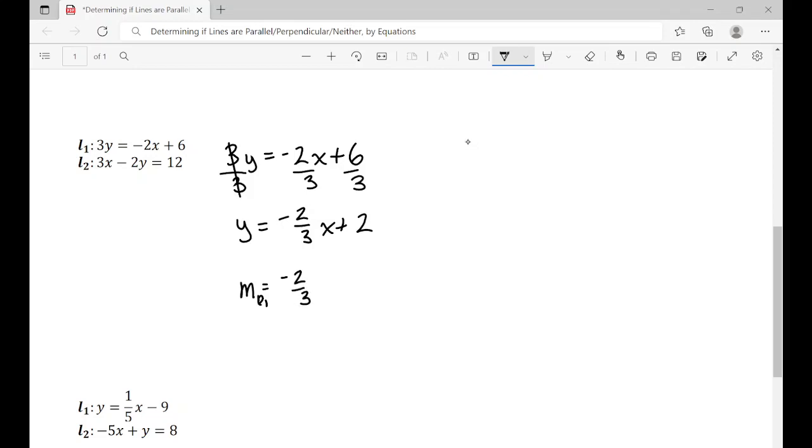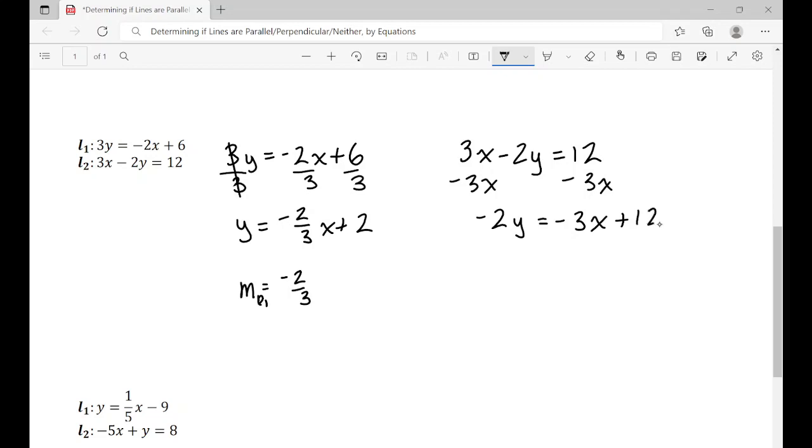And now I'm going to do it again for this one. 3x minus 2y equals 12. Subtract the 3x over to get the y by itself. So -2y equals -3x plus 12. And then divide everything by -2. That cancels out, so I get y by itself. So y equals a positive 3/2 x minus 6. And my slope for line 2 is going to be equal to 3/2.